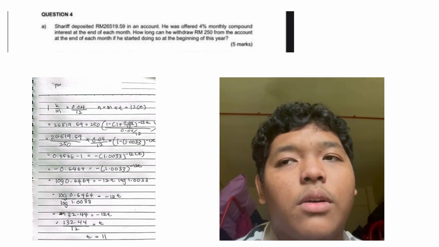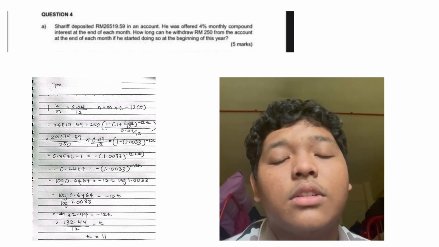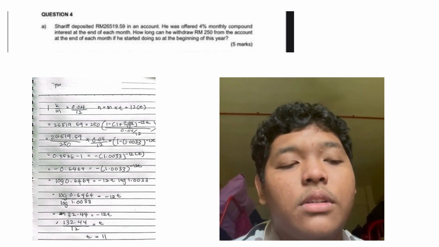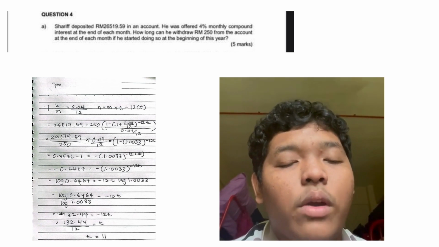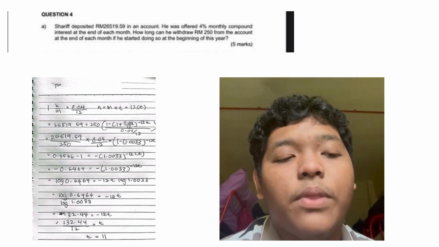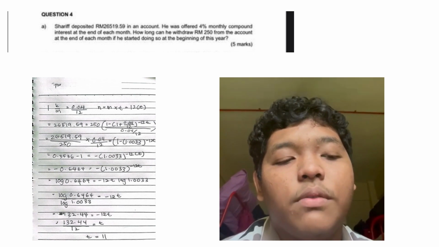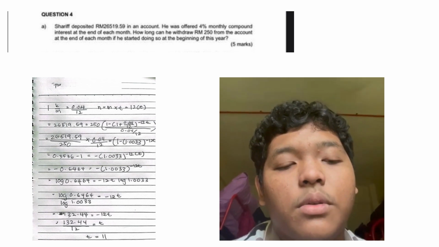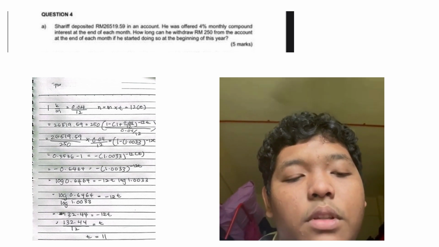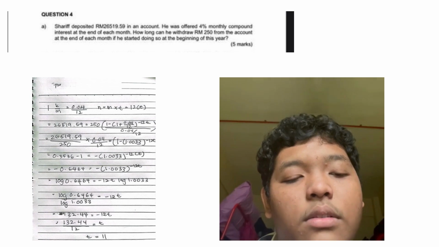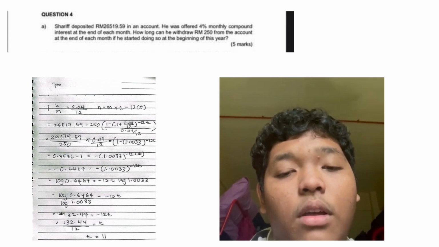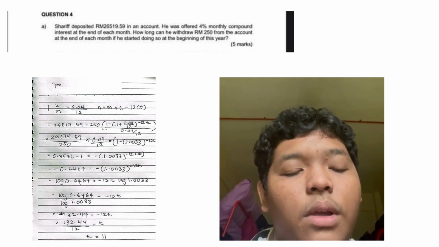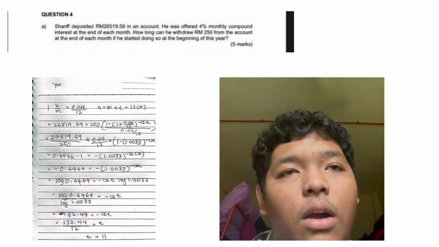Hello guys, so next we are going to the discussion. My question is number 4A. So that's the question. My answer is we have to find i first. i equals k divided by m, so it's 0.04 divided by 12. And next we have to find n, which is equal to m multiplied by t, and it will be 12t because t is not given in the question. So next we are going to work.